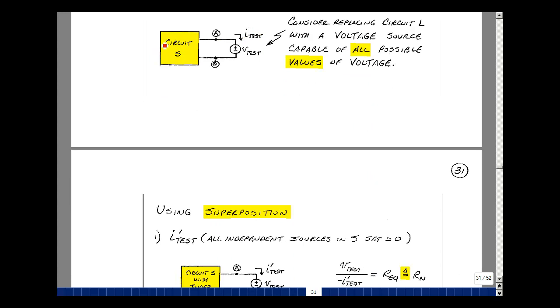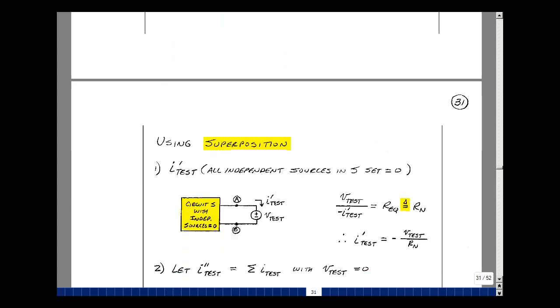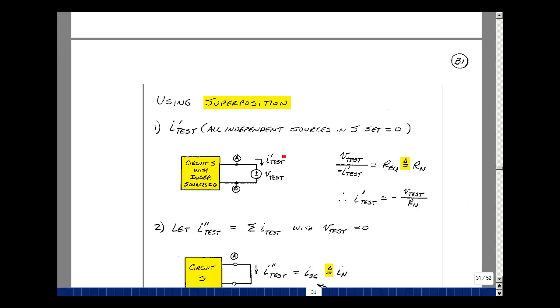Let's set all the sources in box S equal to 0 and find I test due to V test. Call this current I test prime. It's I sub test due to the single source V test. Now the ratio of this voltage to this current is the resistance looking into the box. V test divided by minus I test prime is, say, R equivalent. I'm going to define that to be R sub n.